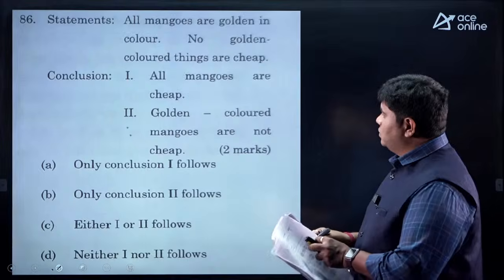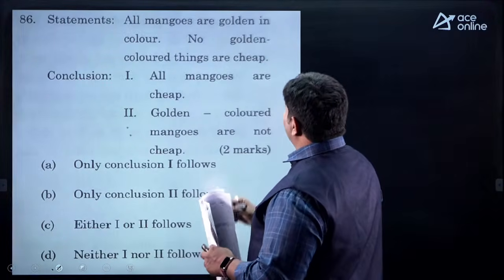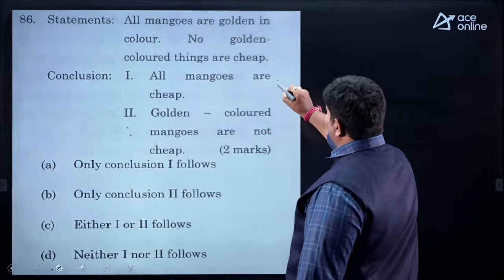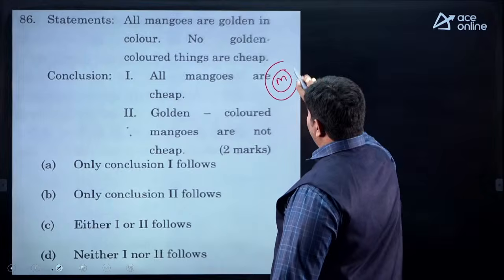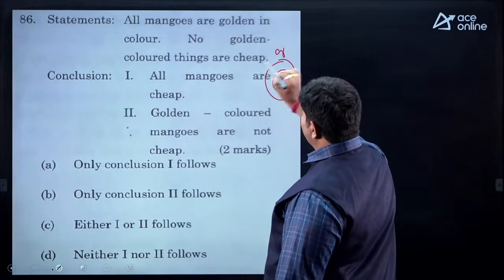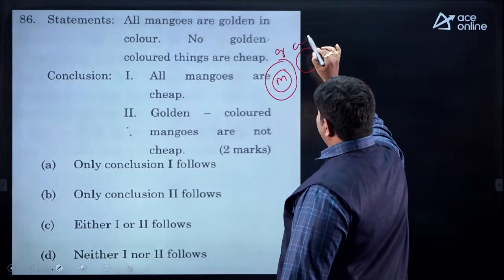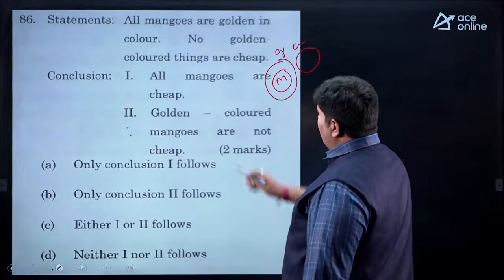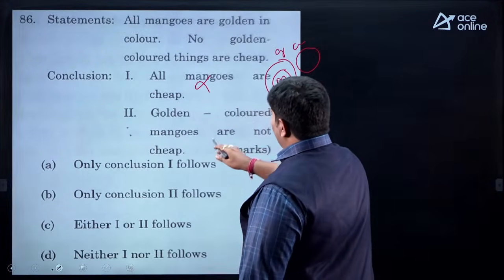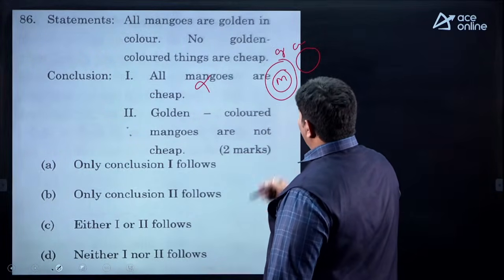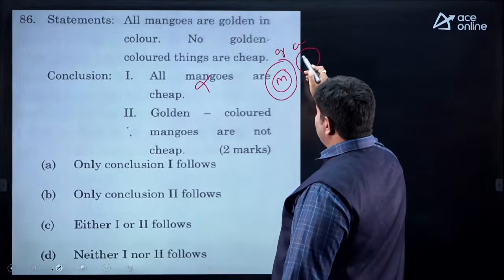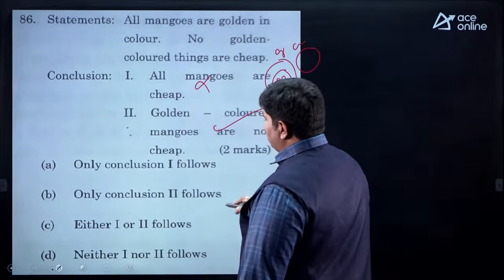Next, all mangoes are golden color. Mangoes are everything involved in golden color. No golden color things are cheap. This cheap does not touch the golden color. All mangoes are cheap is clearly wrong. Golden color mangoes are not cheap, because gold and cheap are completely opposite. So B is the right answer.